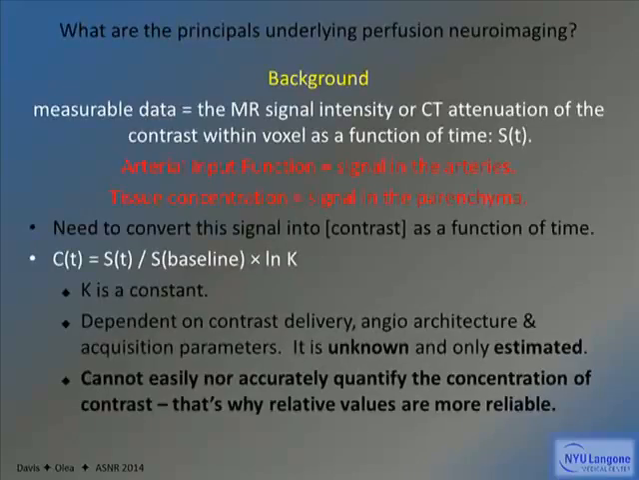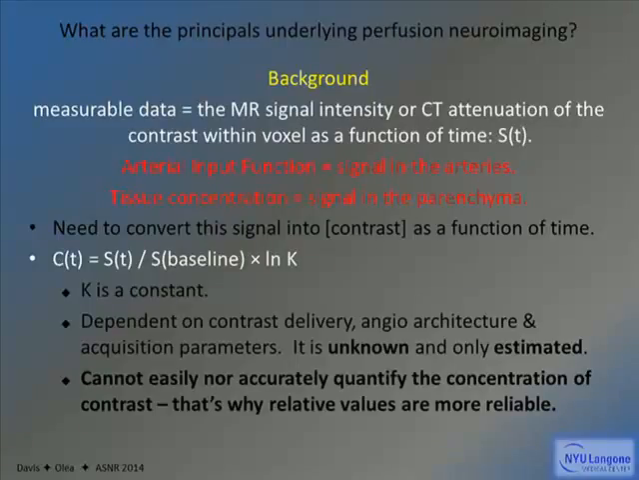So let's start at the bottom. The measurable data that we have when we do perfusion imaging is the signal intensity on MR or the attenuation in CT within the voxel as a function of time. When we measure it in the blood vessels, it gives us the arterial input function, and when we measure it in the parenchyma, it gives us the tissue concentration. We need to take this signal intensity and convert it into a concentration of contrast. And we do this by an equation, of course. The concentration of contrast is the signal at a given time divided by the baseline signal to give us a ratio, and we multiply that by the natural log of K.